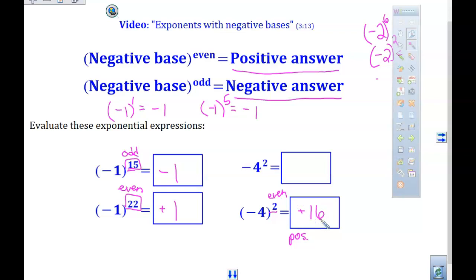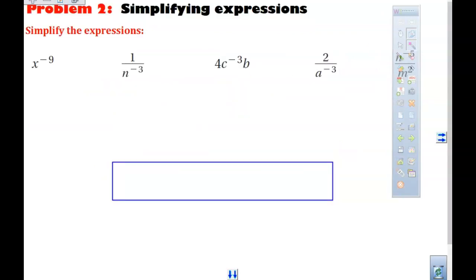This question has no parentheses, so I can't use this rule and say that it's going to be positive. I'm going to think of this as -1 times 4 to the second, as they said in that video. So 4 squared is 16, and this answer would be negative, and it's actually going to be -16. Okay? So the first one was negative. The next two down here were both positive, and then we had a negative as we took a look at that.